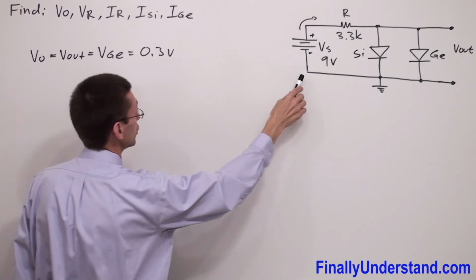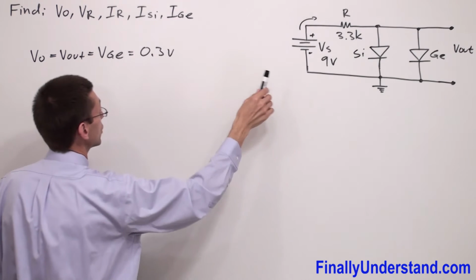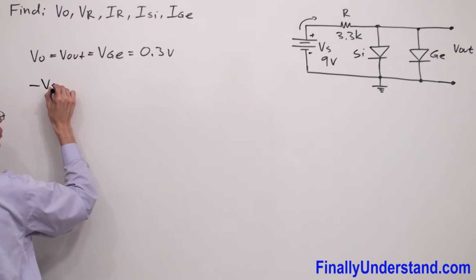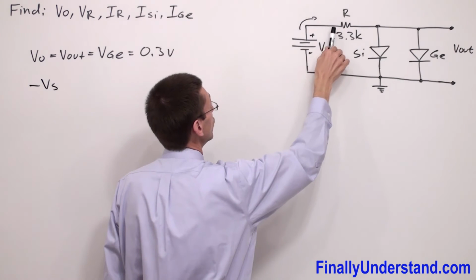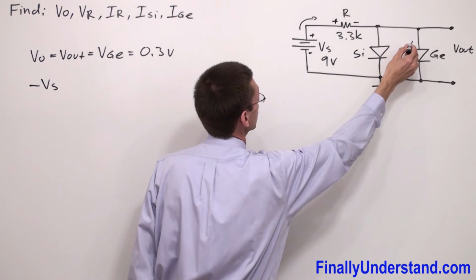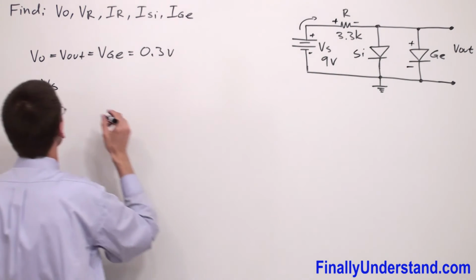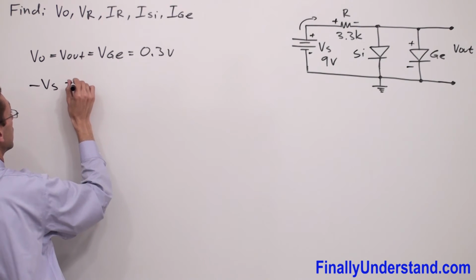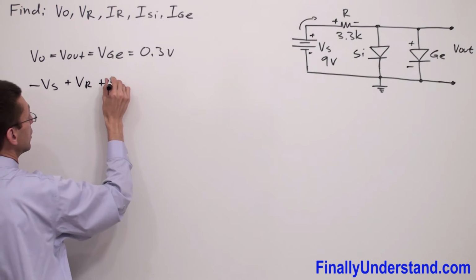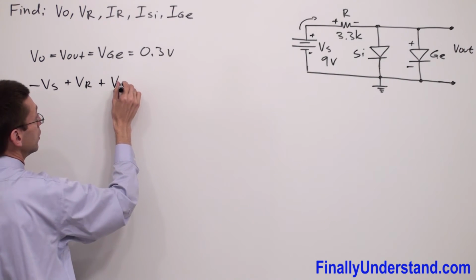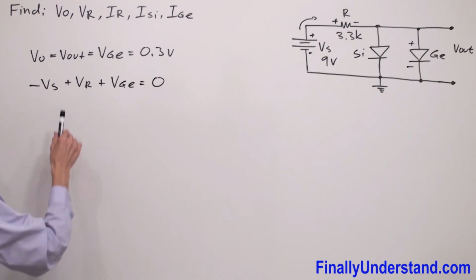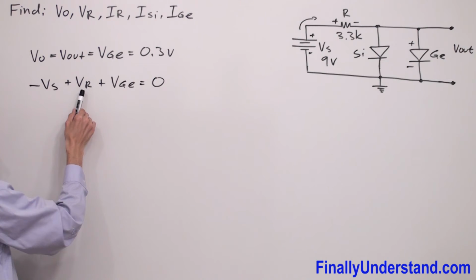I'm going to start from 0, from ground. So I have the negative voltage source, and because current is going clockwise, I'm going to put a positive sign over here and negative over here, and positive over here and negative over here. So I have plus VR plus VGE is equal to 0. I'm looking for the voltage across the resistor.